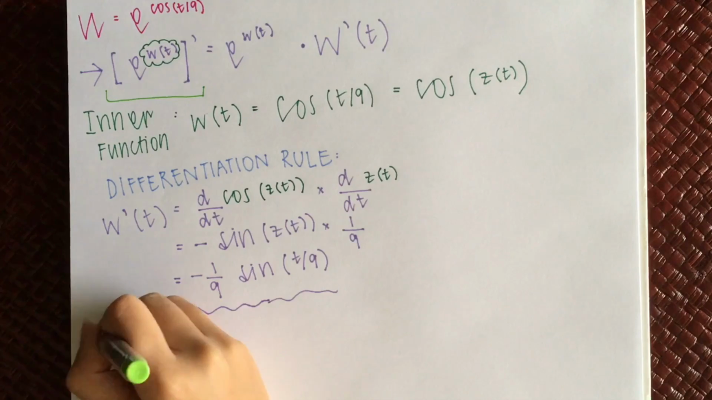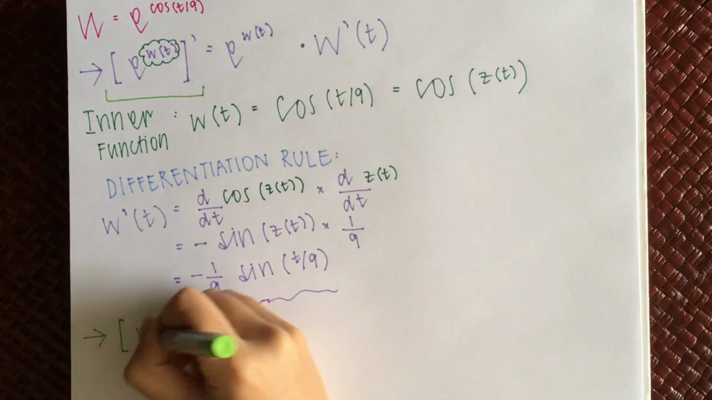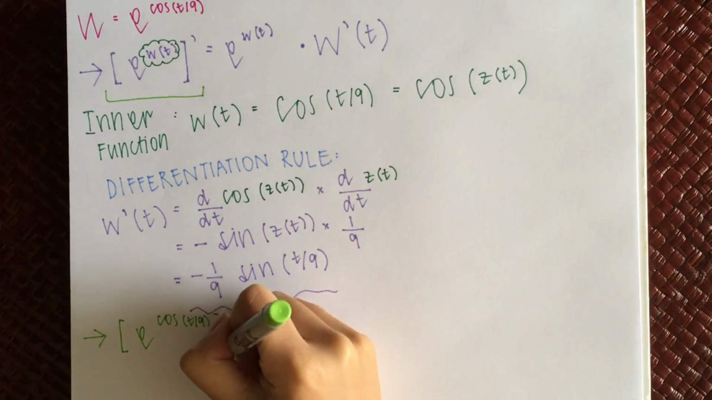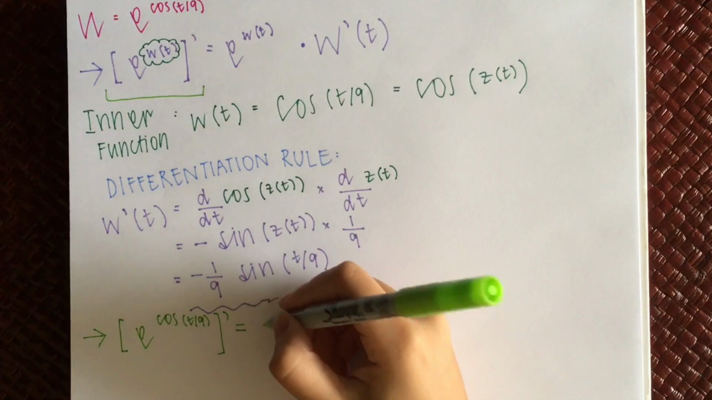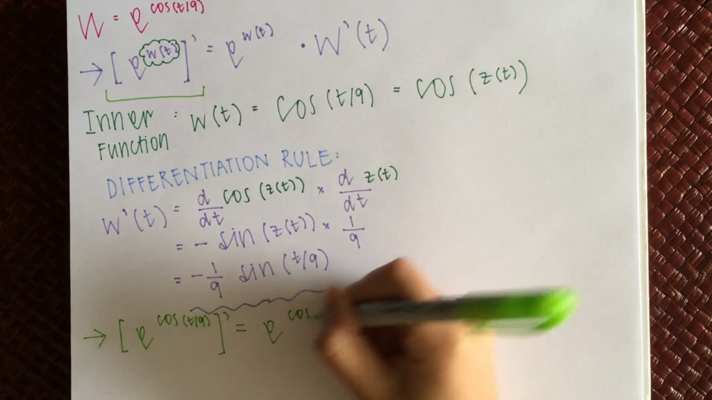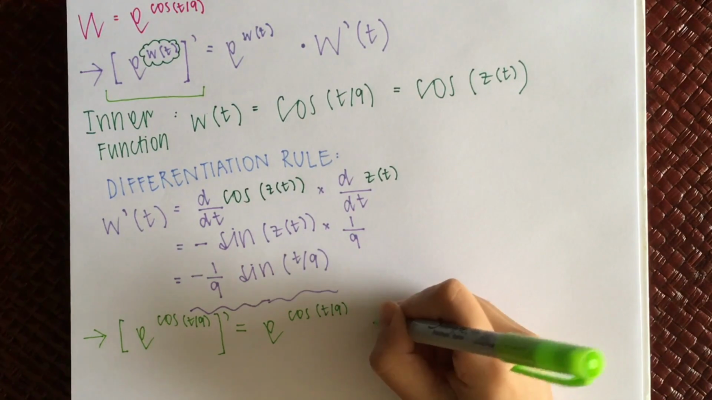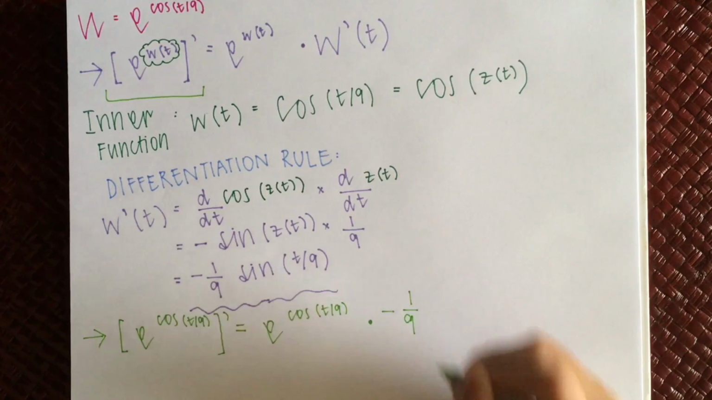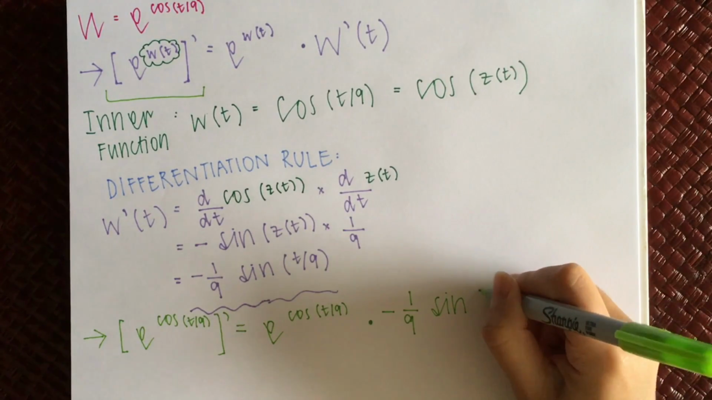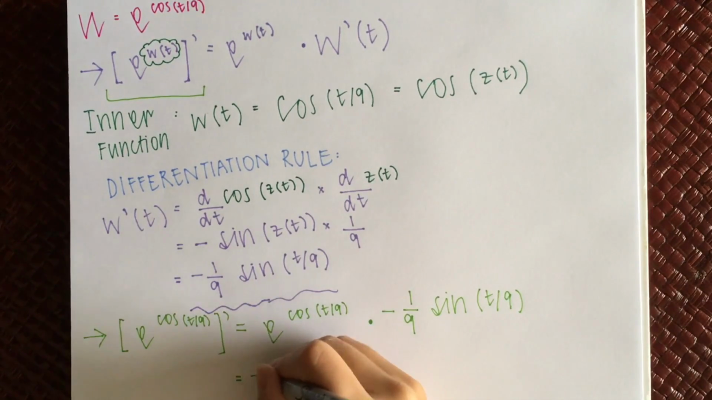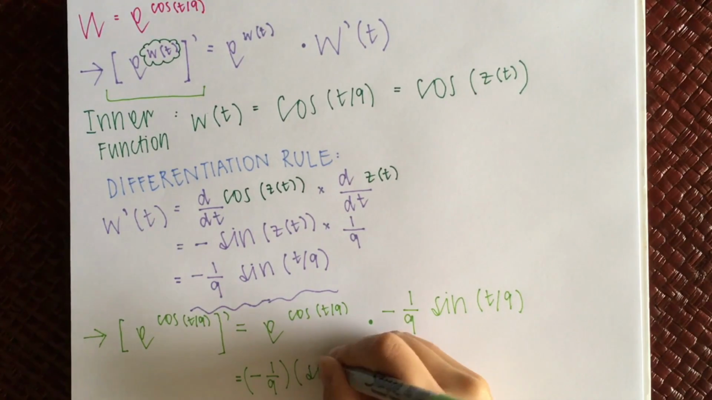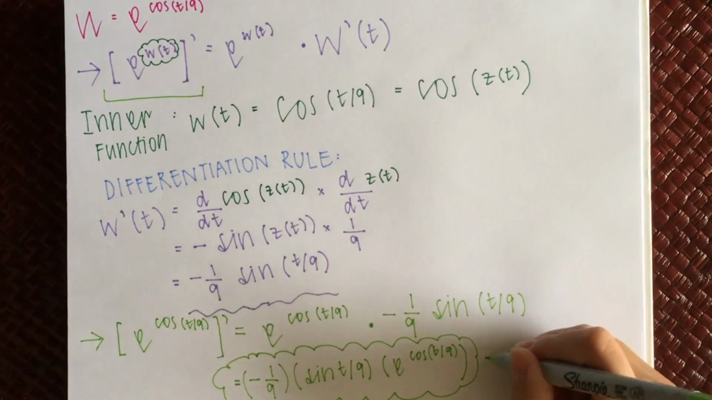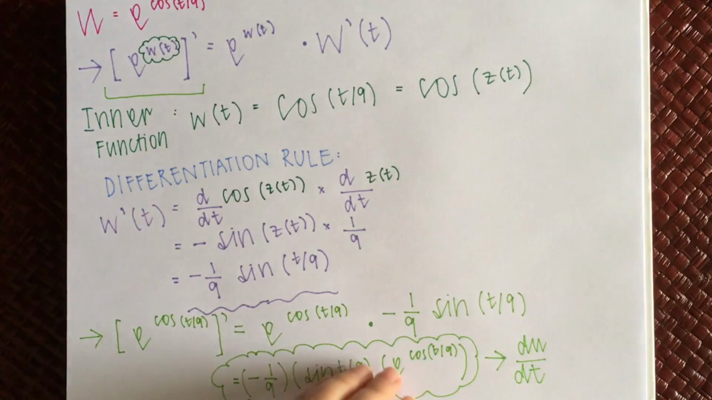Now we can go back to the chain rule we had at the top of the page and complete it. So, the derivative of e to the power of cosine t over 9 equals e to the power of cosine t over 9 times negative 1/9 sine of t over 9, which equals negative 1/9 times sine of t over 9 times e to the power of cosine t over 9. Now we have the derivative of u with respect to t, which I initially referred to as du over dt.